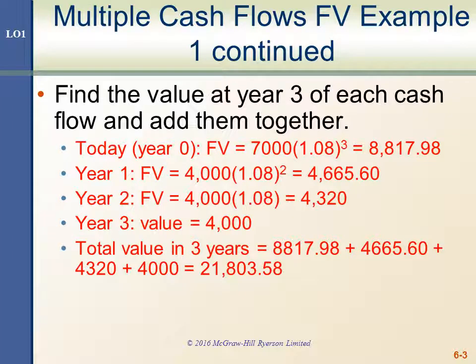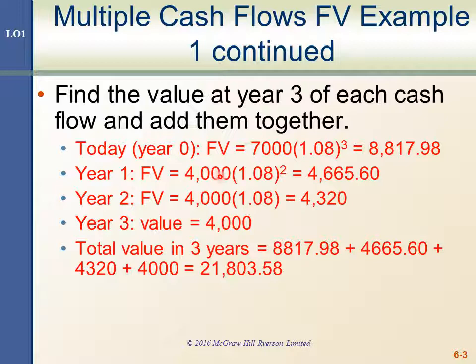So the first cash flow happens today, which is time equals 0. The amount of that cash flow is $7,000. And the time difference between time equals 0 and time equals 3, which is when we're interested in calculating the future value, is 3 compounding periods. So we take our $7,000, multiply it by 1 plus the interest rate of 8% per year, compound it for 3 years, and the future value of that $7,000 payment is equal to $8,817.98.